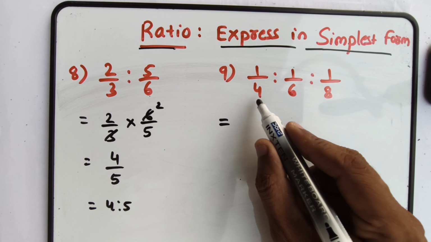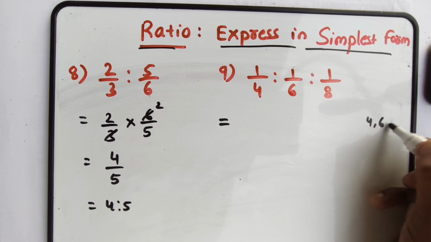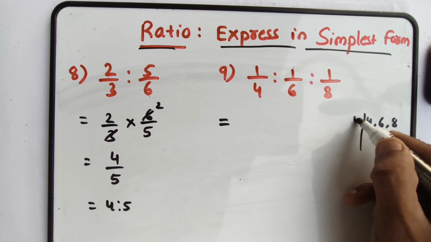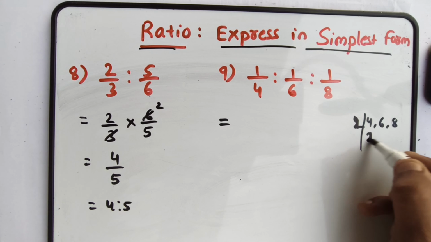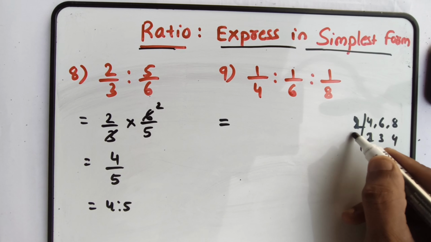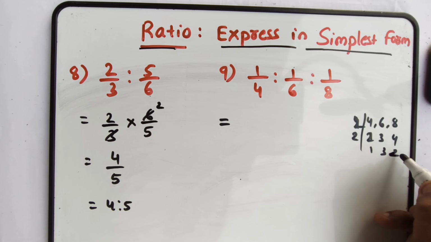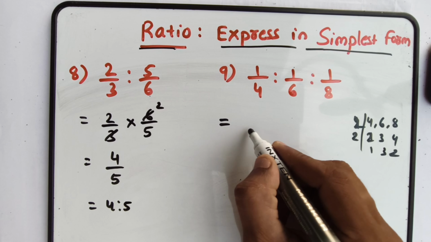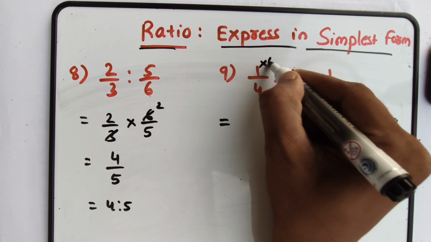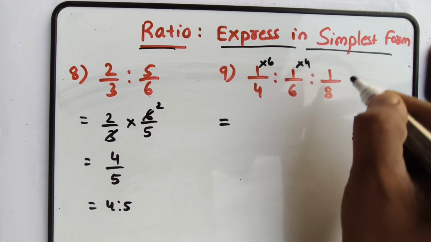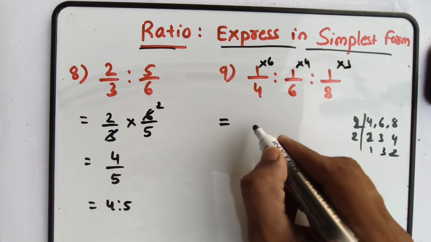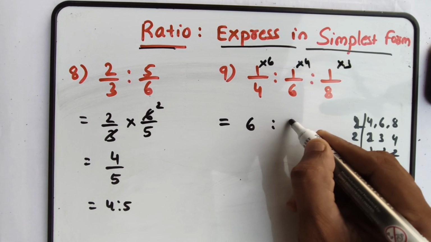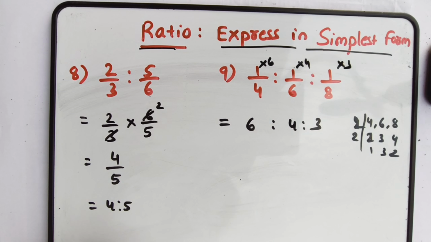Let's take the next question. Whenever you see three numbers in the ratio, we need to take the LCM of the denominators. 2 2s are 4, 2 3s are 6, 2 4s are 8, 2 1s are 2, 2 2s are 4, 2 3s are 6, 6 2s are 12, 12 2s are 24. The LCM is 24. 4 6s are 24, 6 4s are 24, 8 3s are 24. The answer is 6 ratio 4 ratio 3.